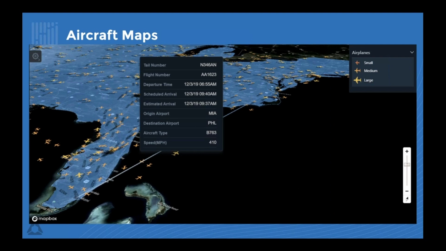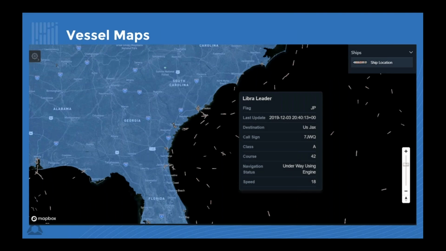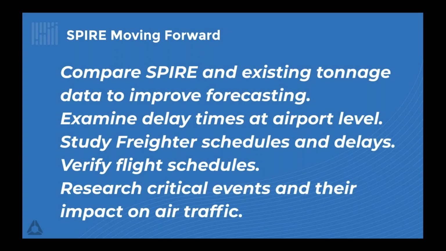This next slide is a screenshot of the vessel data. It's the same kind of thing, but for ships. That's also being provided by Spire, but it's a different product of theirs. This next slide is an overview of where we're planning to go with Spire, what we're trying to do with it in the future.